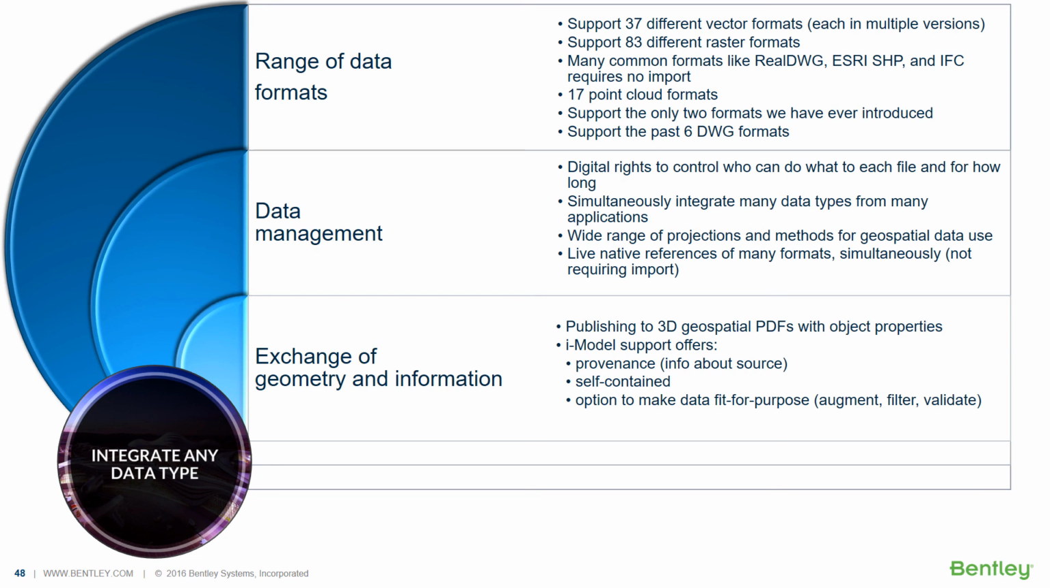So we support dozens of formats and multiple versions of each one of those formats. We support 6 versions of AutoCAD DWG files, for example, 83 different raster formats, 17 point clouds. It can all be done through digital rights, so you can control who can see what in each file and for how long. You can make the files expire if you want to, so that way you can be sure that nobody's using out-of-date data. You can integrate many different file formats and all sorts of different types of data, whether it's geospatial or reality meshes or images.